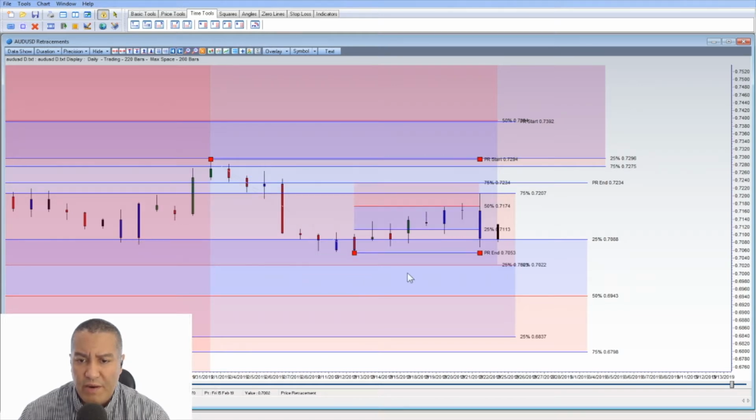We can move this over here, and the levels you want to watch to the upside, if we're going to go higher, are that 50%, which is at 71.74, and obviously the 75%, which is at 72.07.